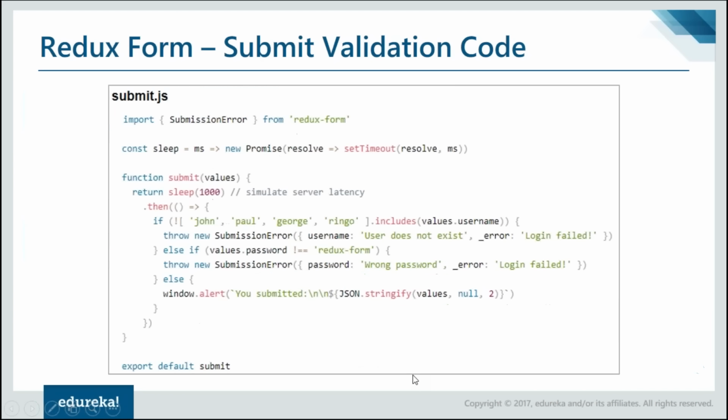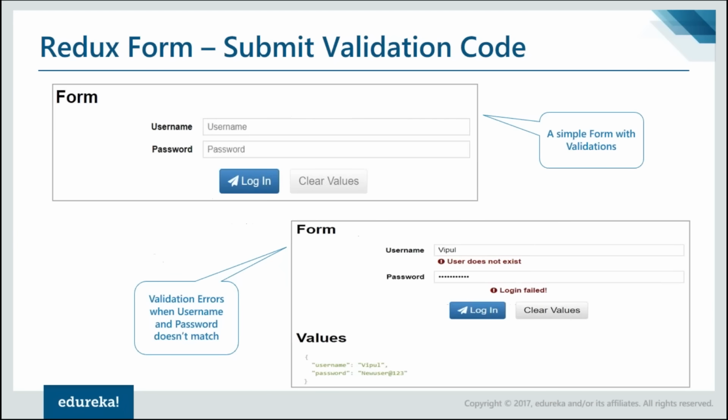Now, as you can see in the code, if I go back, we set in the submit function that if the username, that is the values.username object, is not John, Paul, George, or Ringo, it should give us the error, user does not exist. And if the password, which we set in our code as redux-form, is something else, let's say newuser@123, it will again give me the password error, the wrong password, which is happening in this particular snapshot.